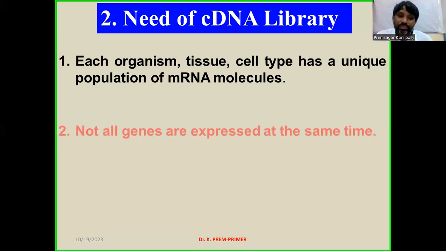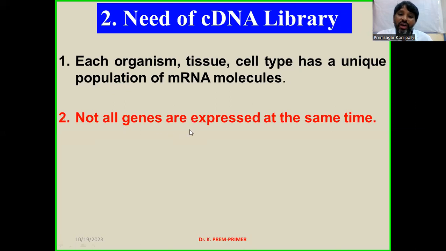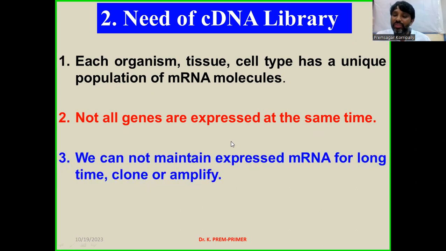You can see here, not all genes are expressed at the same time, as I told you. Expressed genes means mRNA molecules, and they're unstable. You cannot store them for a very long time, or clone them, or amplify them. What you have to do is convert the mRNA from a particular situation, or a particular cell, or a particular tissue, or a particular stress condition, into cDNA. And these converted cDNA molecules are cloned. Then you have a library.